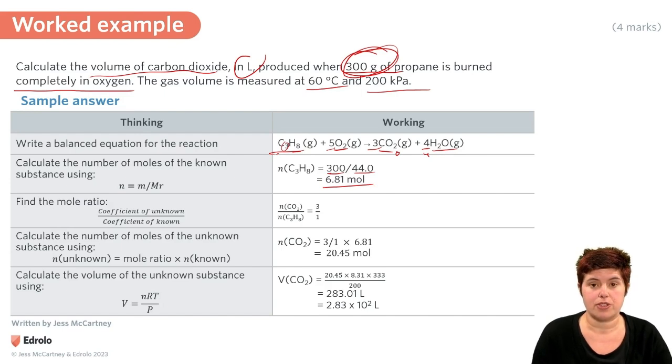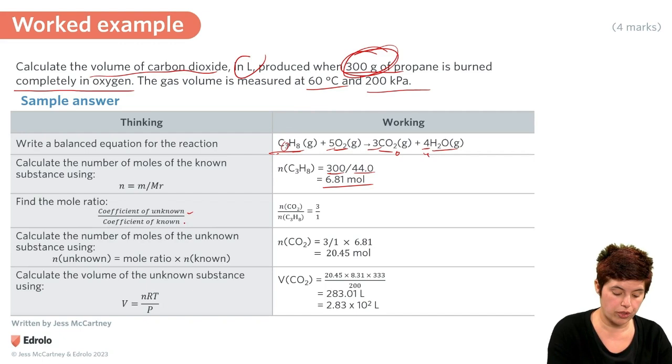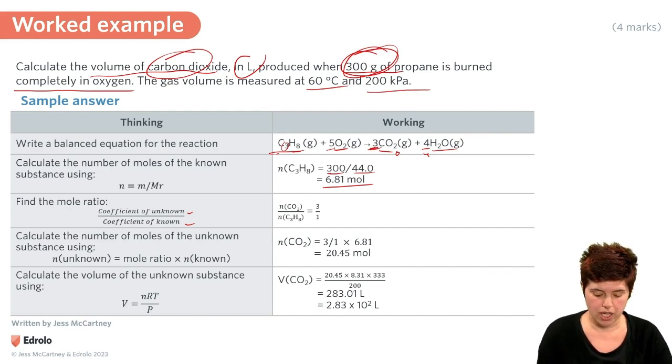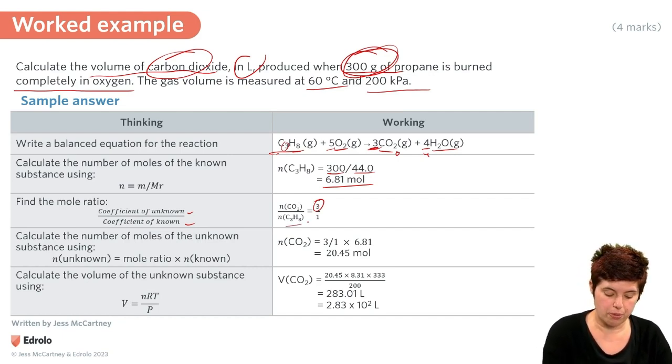The next step is to calculate the ratio, so it's unknown over known. The unknown is what we're trying to find, which is carbon dioxide. So if we look at the coefficient of carbon dioxide, it's 3, so that's where that 3 comes from. The known is what we're able to calculate in step 2, so that is propane, and there is nothing in front of that, so that means that's a 1. So it's 3 over 1.